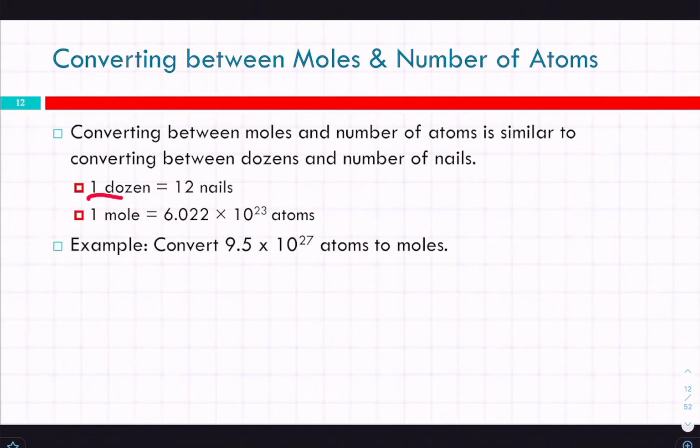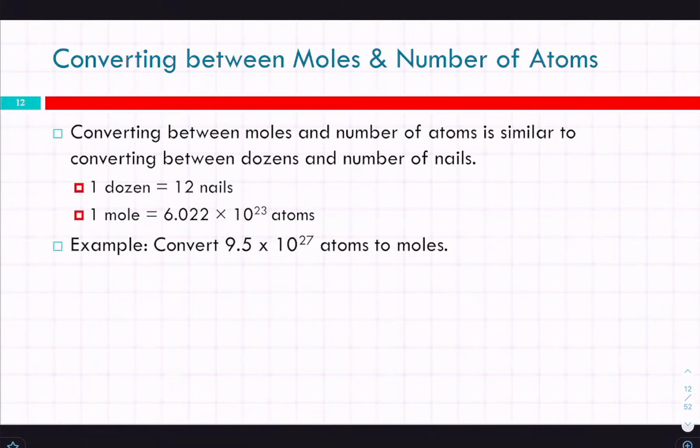And just like 1 dozen equals 12 nails, 1 mole equals 6.022 times 10 to the 23 atoms if you're talking about atoms. And actually, to try and give you a little more perspective, if you had 6.022 times 10 to the 23 marbles, they would cover the entire Earth to a depth of 6 feet. So for atoms, it's a very fine number. For marbles, you don't want to use this because there haven't been that many marbles made ever. And probably never will be.